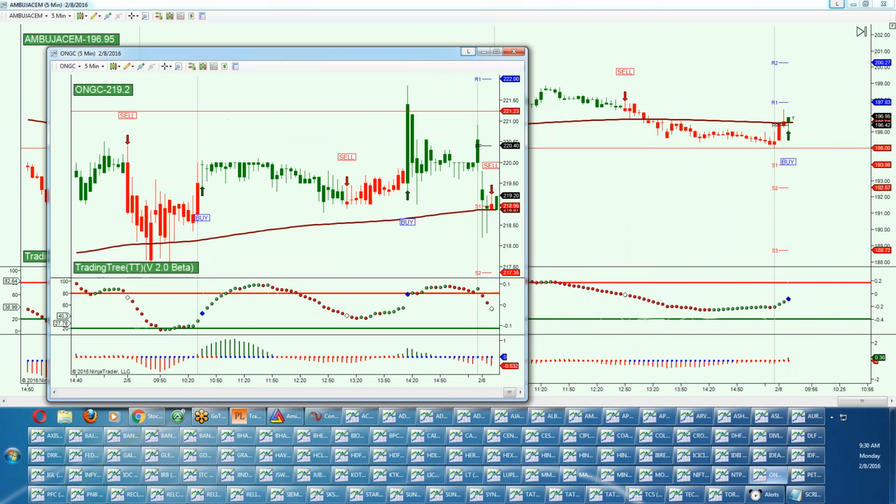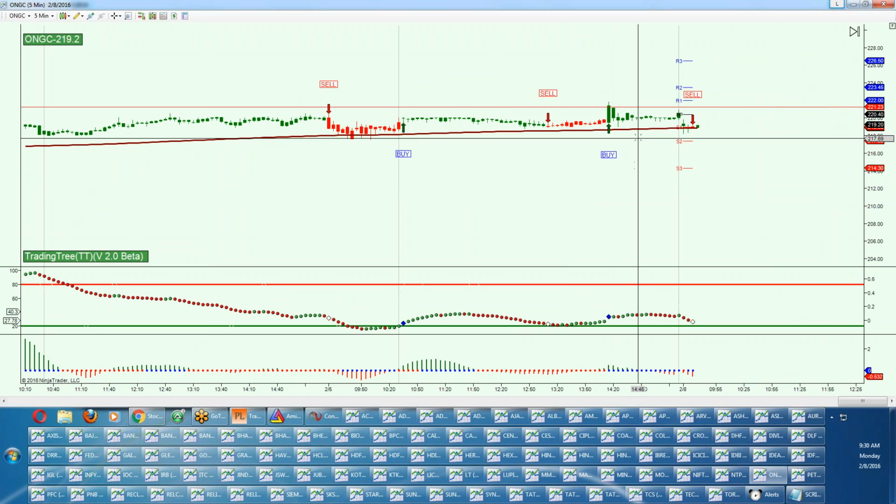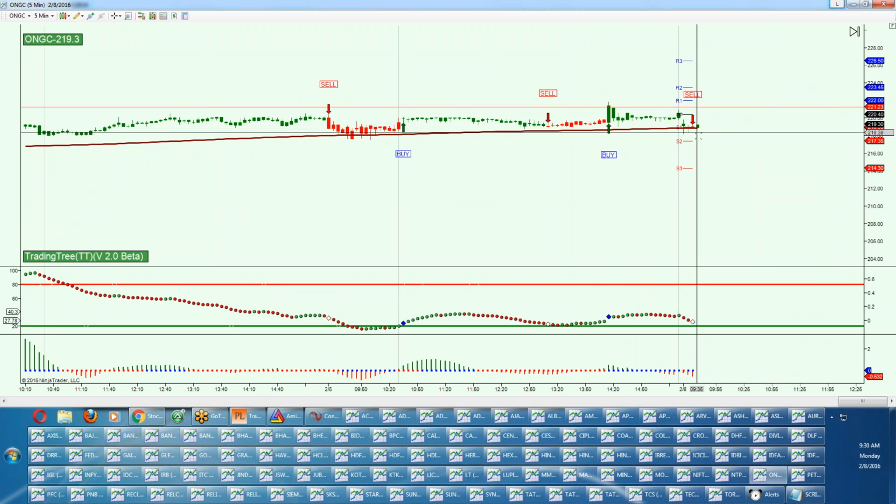We have an ONGC call. So we'll wait on this too because it's trading near this brown line. In case it breaks free, then you'll definitely have a very good trade in ONGC.